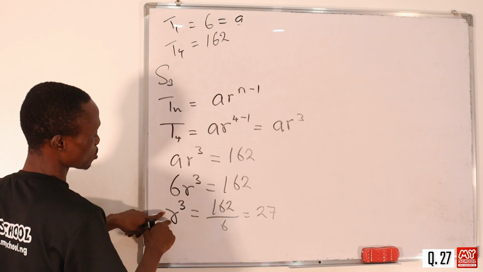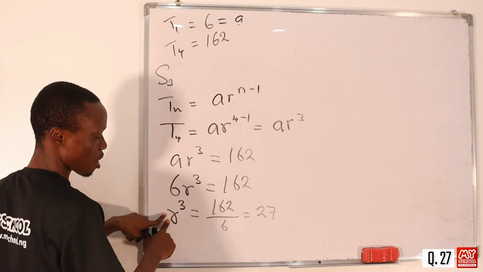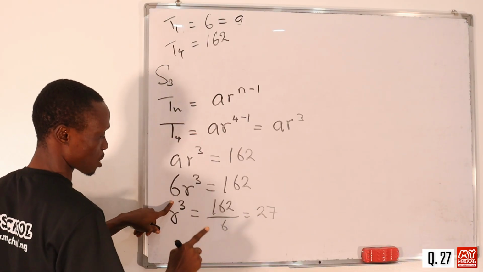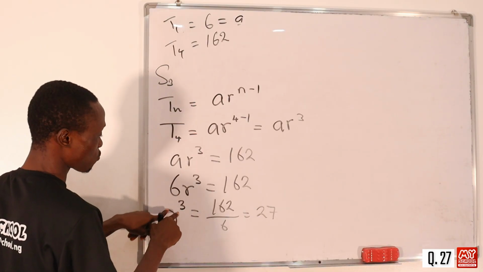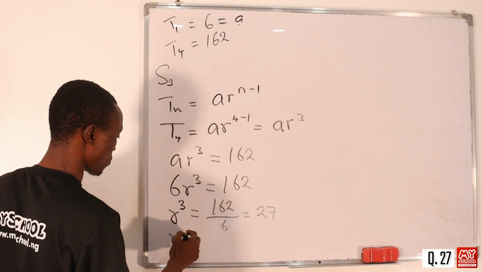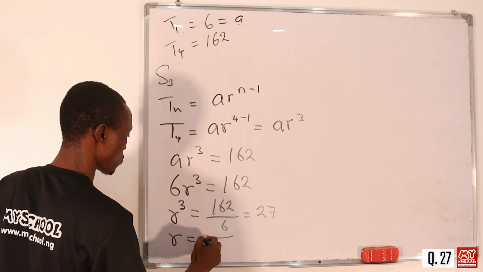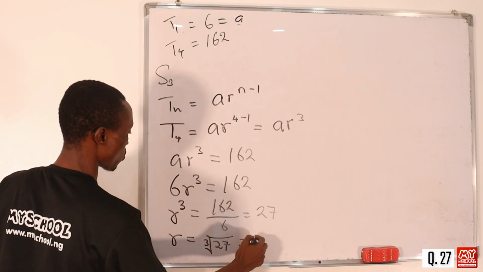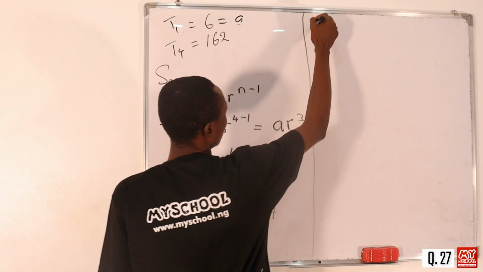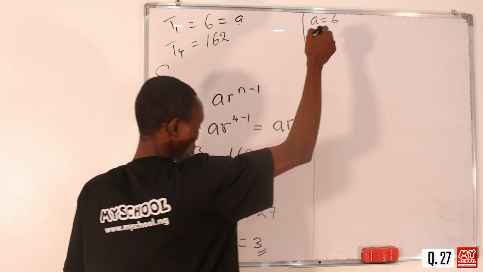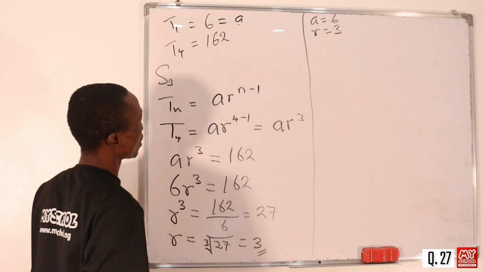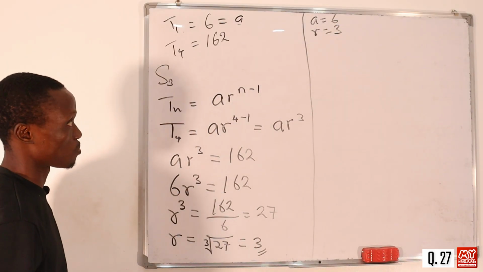But remember, we are looking for r, not r raised to power 3. So in this case, we have to take the cube root of both sides to get the value of r. If we take the cube root of r cube, we'll have r. And if we take the cube root of 27, that will be equals to 3. So now we know the first term to be equals to 6, of course, that is given to us, and the common ratio to be equals to 3. Now we can calculate the sum of the first 3 terms.